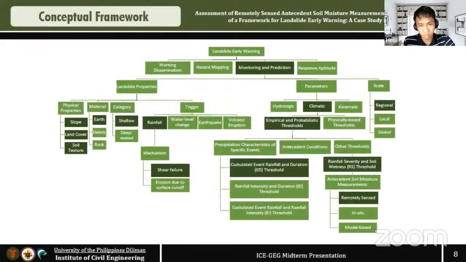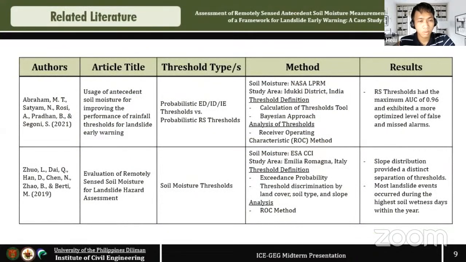Here is my conceptual framework. For the study, the thresholds to be assessed are the ED and RS thresholds using the empirical and probabilistic methods. Also shown are the considerations for this study. The two articles shown serve as the main reference for the methodology, with Abraham et al.'s study as the basis for the development and comparison of RS and ED thresholds, and Zhu et al.'s study for the discrimination of RS thresholds by environmental features.